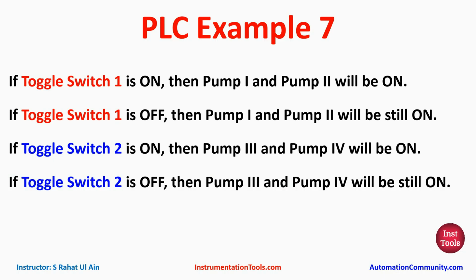Example 7. If toggle switch 1 is on, then pump 1 and pump 2 will be on. If toggle switch 1 is off, then pump 1 and pump 2 will still be on. If toggle switch 2 is on, then pump 3 and pump 4 will be on. If toggle switch 2 is off, then pump 3 and pump 4 will still be on. So for this example, we will use memory bits and implement latching.